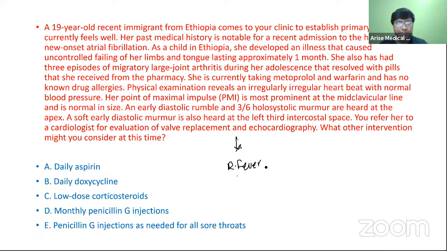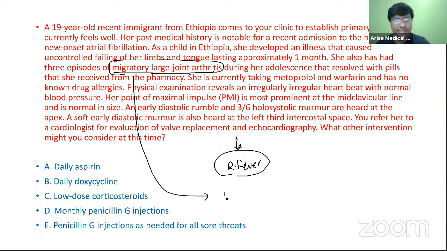Okay, now I will ask you some more questions on this rheumatic fever. Now this patient had migratory large joint arthritis, right? What is the drug of choice for migratory large joint arthritis in these patients? Any one of you? What is the drug of choice for migratory large joint arthritis in this clinical scenario of rheumatic fever? Any one of you, please?